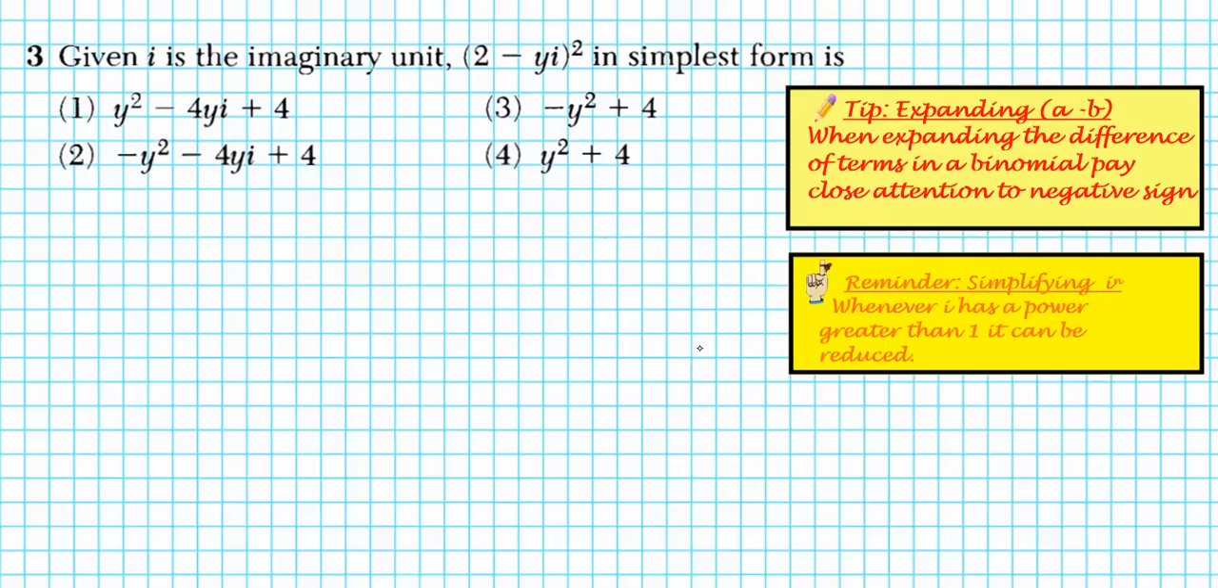Now, another thing you want to keep in mind is whenever you have i raised to a power that's greater than 1, you have to simplify. It can be reduced. So let's go ahead and take a look at what the reduction is. i is just i. i to the second power is negative 1. i to the third power is the product of these two, which is negative i. And then i to the fourth power is negative 1 times negative 1, which is 1. So every other power of i, you can just wrap them around here.